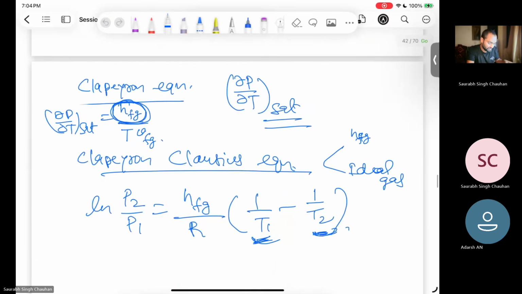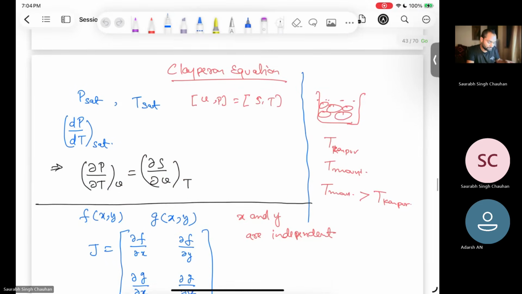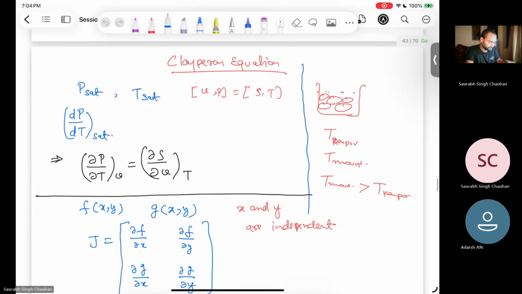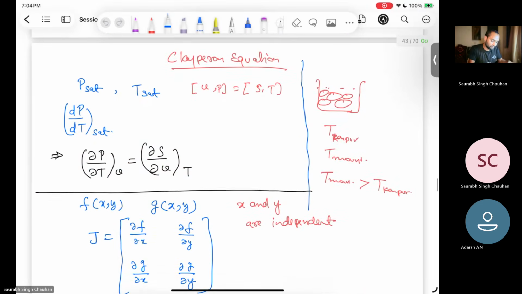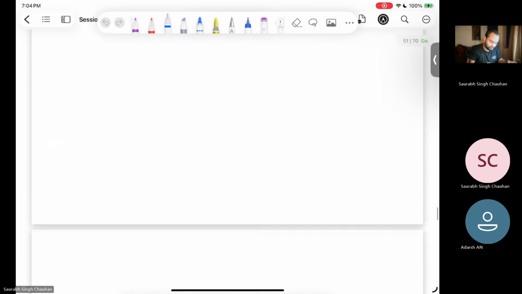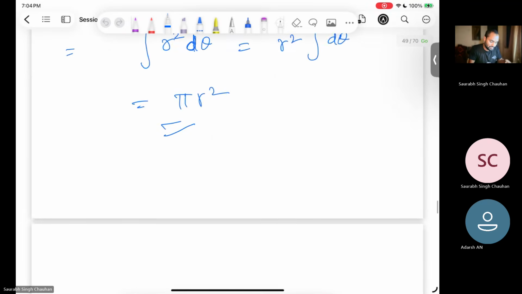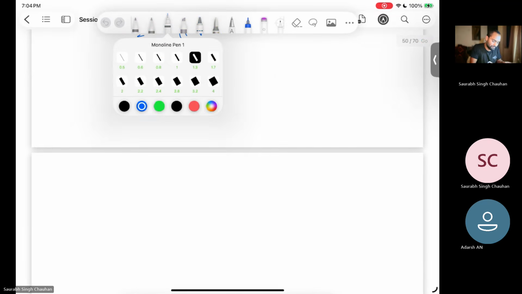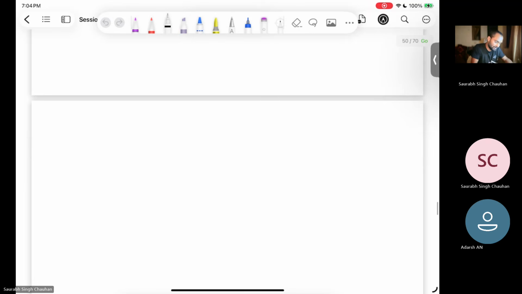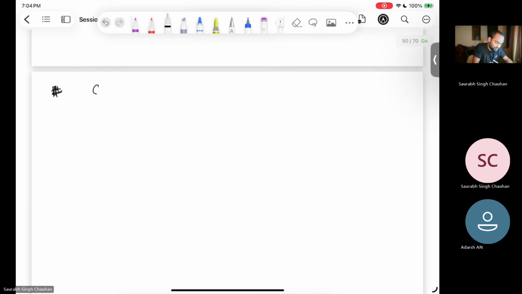Objective was to, okay, here, Clausius-Clapeyron equation. So I hope this background is enough for us to proceed with the Clapeyron equation.